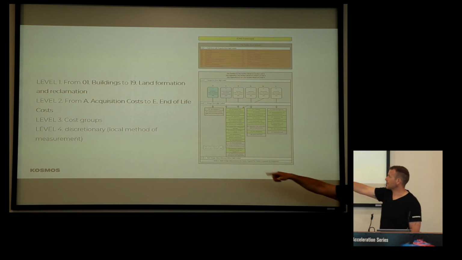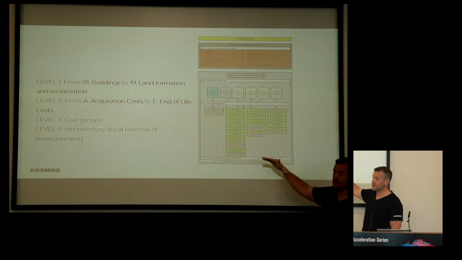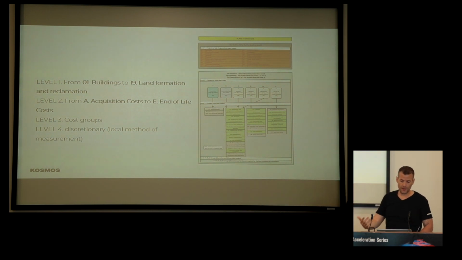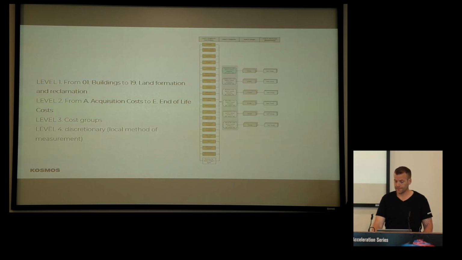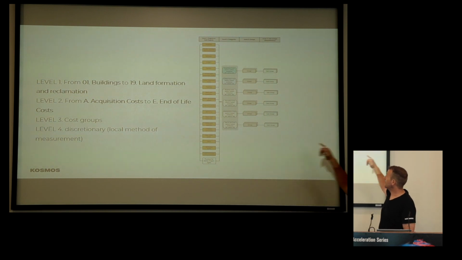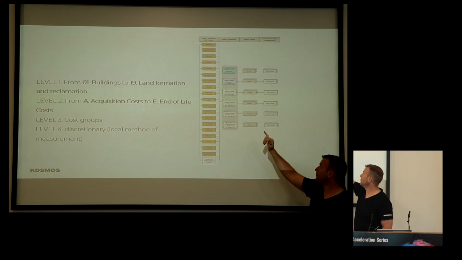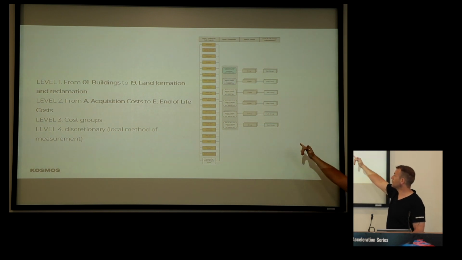And then level 4, that's discretionary. That's your method of measurement. Your method of measurement falls in under this, whether it's ARM or NRM or whatever local method of measurement you use. And like that, that was on a vertical, this is a horizontal, same principle. All of these types of works here on the left go into your level 1, into your groups, into your subgroups, into your method of measurement, etc.